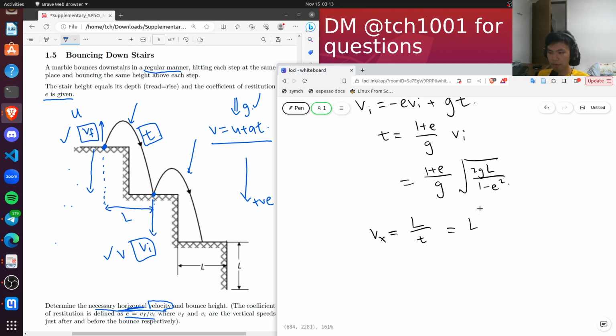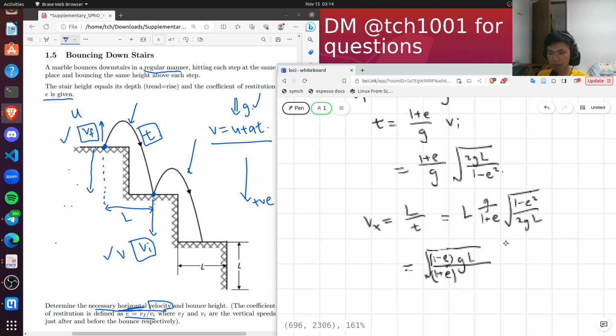So L G over 1 plus E, square root of 1 minus E squared over 2GL. And simplifying, we just have 1 minus E squared can be factorized out. So that will give us square root of 1 minus E over 1 plus E. G in this case, we have G in the numerator, and L in the numerator also.